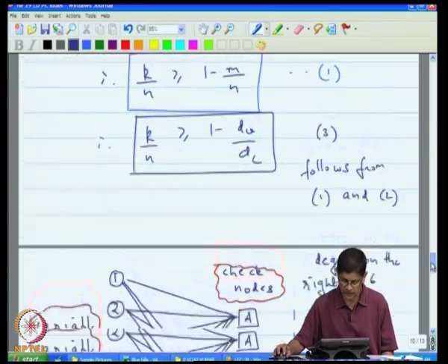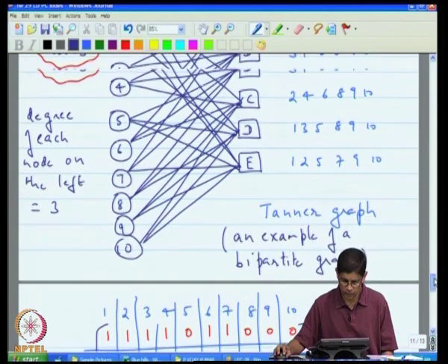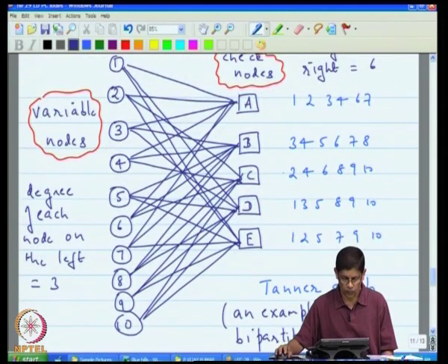One thing you notice is that if you look at the total number of ones in the parity check matrix, every one corresponds precisely to an edge because it belongs to a certain row and a certain column. So, the number of ones is precisely the number of edges, but the number of edges is equal to either the number of rows times the degree of a node on the right, or the number of nodes on the left times the degree of a node on the left.